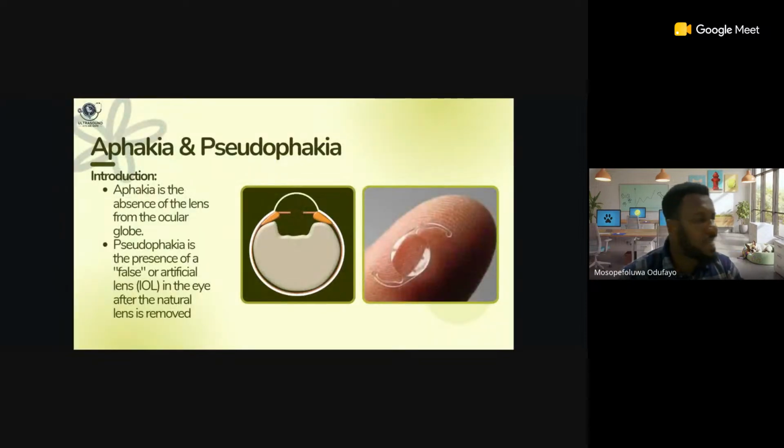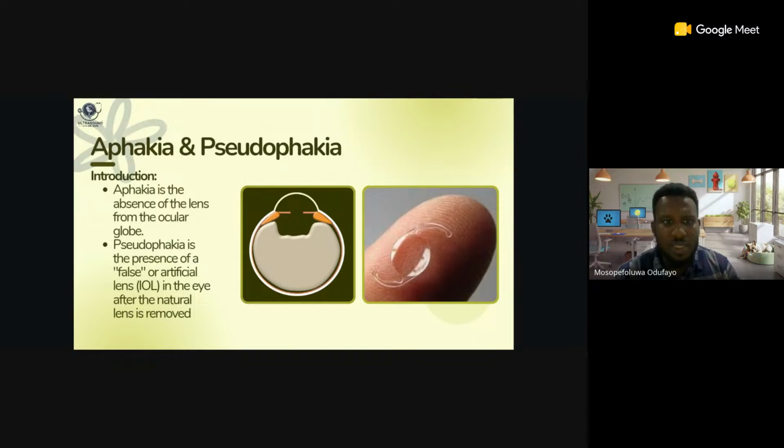So the next condition is what we call aphakia and pseudophakia. Is that okay? Aphakia is simple. You look at the lens, there's no lens in this person's eye. Is that okay?